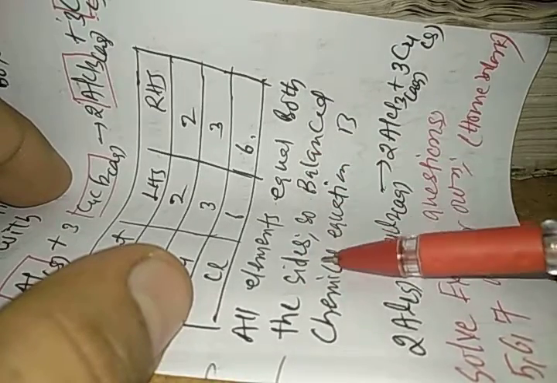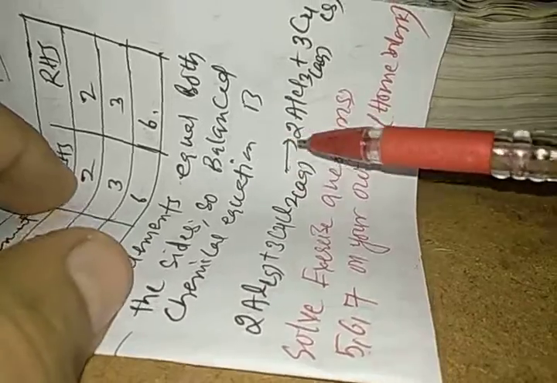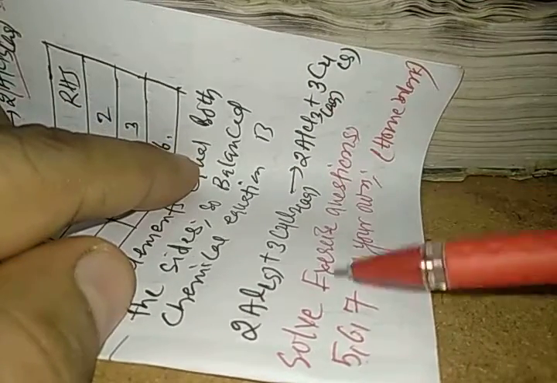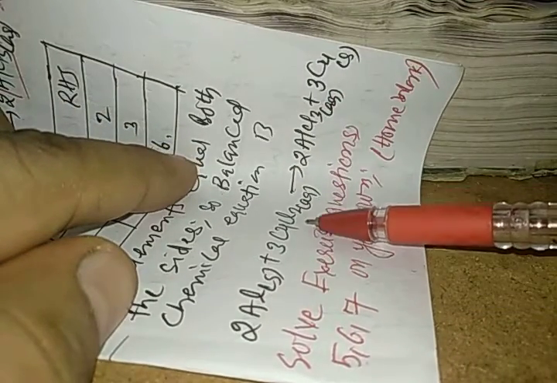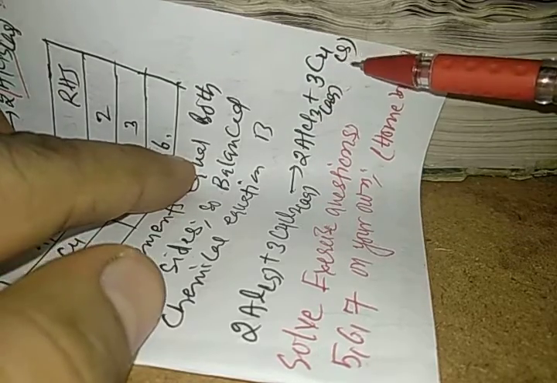Ultimately all the elements are equal on both sides, so we can say that this is the balanced chemical equation, and we write the balanced chemical equation as 2Al solid plus 3 CuCl2 aqueous gives 2AlCl3 aqueous plus 3 Cu solid.